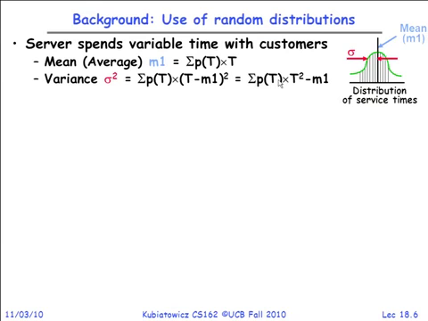Okay, or you can write it like this too. It's basically the probability of how far you are from the mean squared. Okay, and then the square root of that. So everybody remember variance and standard deviation?